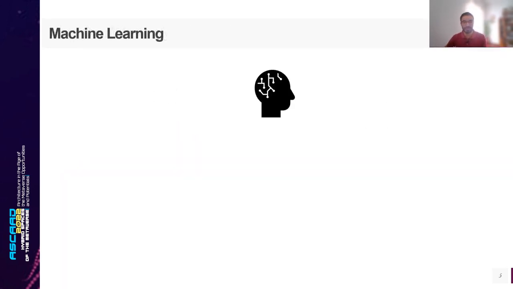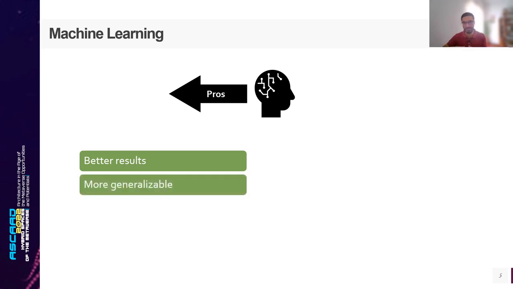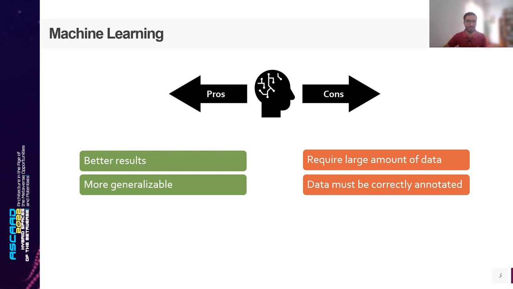So when we talk about machine learning methods, we can see that overall they seem to yield better results and are also more generalizable to different images. But on the other end, these models require huge amounts of data, which is something that we do not have in architecture. And that data must also be properly annotated. So this is a manual process where human errors might happen, especially when there is ambiguity in the input image.